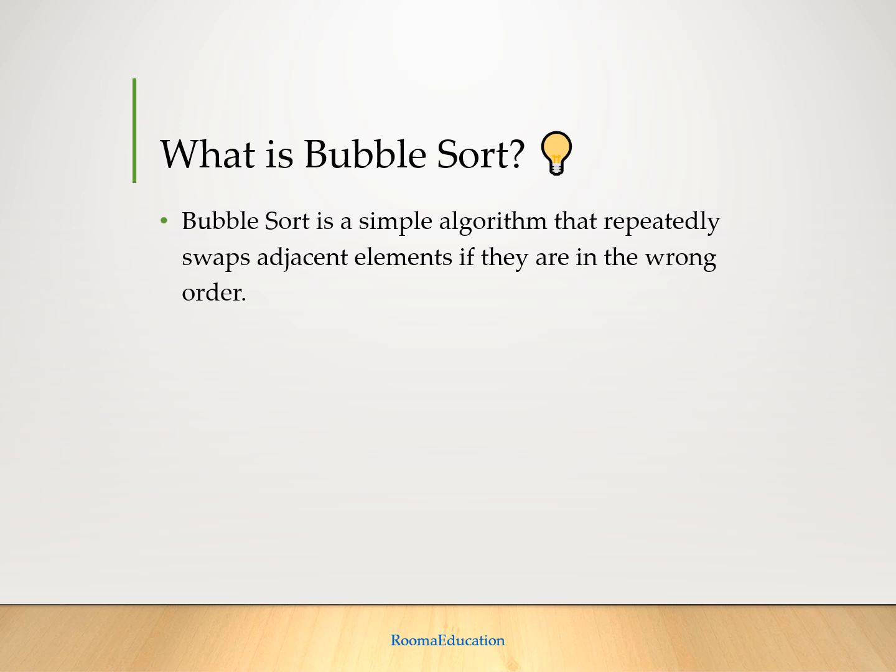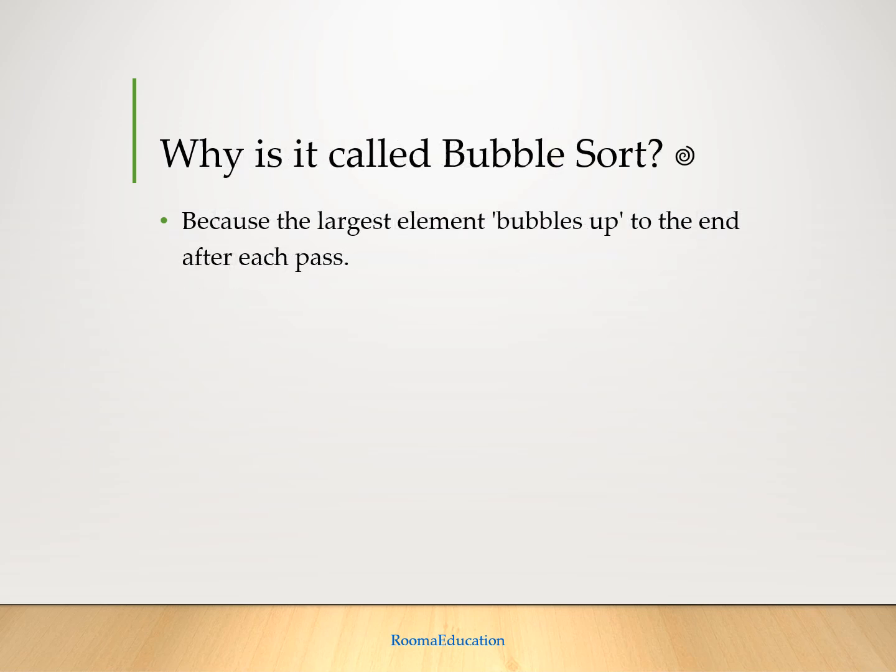Bubble sort is one of the simplest sorting algorithms. It works by repeatedly comparing two adjacent elements, that means two numbers next to each other, and swapping them if they are in the wrong order. Just like bubbles in water rise to the top, the largest numbers move to the end of the array after each pass. That's why it's called bubble sort.